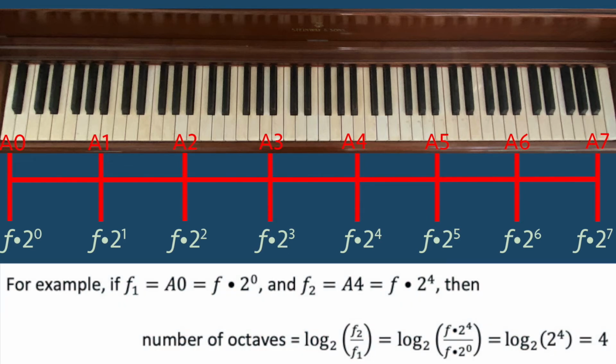So for example, if F1 is A0, which is equal to F times 2 to the 0, and if F2 is equal to A4, which is equal to F times 2 to the 4, then the number of octaves is equal to log of F times 2 to the 4 divided by F times 2 to the 0 to the base 2, which is equal to log of 2 to the 4th to the base 2, which is equal to 4. And we can see from our chart that there are 4 octaves between A0 and A4.